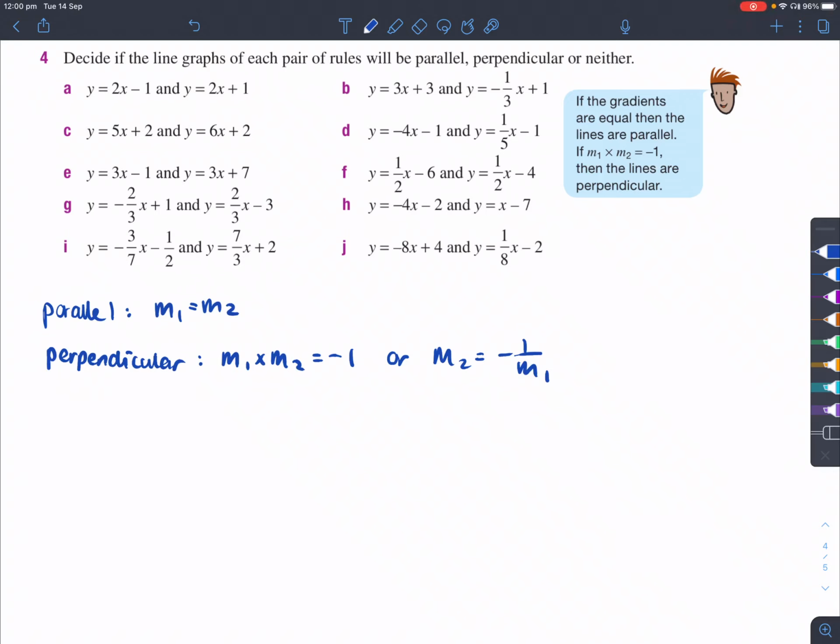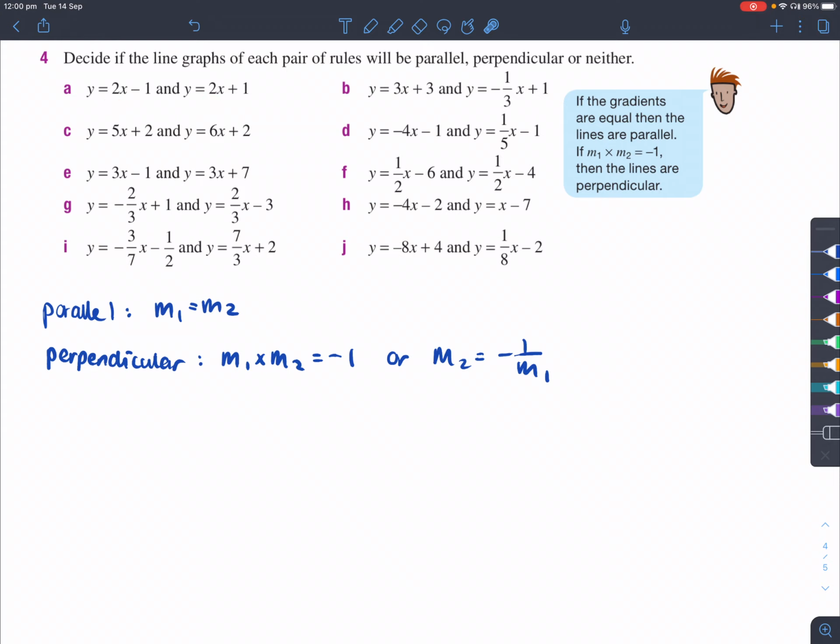So in this question, we decide if the line graphs of each pair of the rules would be parallel, perpendicular, or neither. Two lines are parallel only when the gradients are the same. They are perpendicular if the gradients multiply to give you -1, or one of the gradients is the negative reciprocal of the other gradient. So in question A, we've got a gradient of 2 and 2.